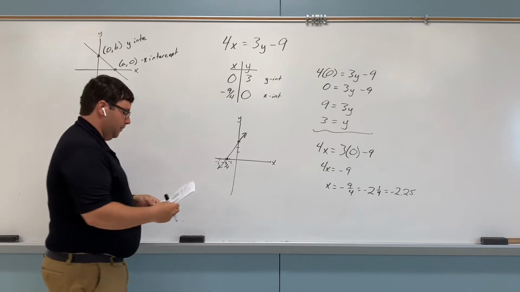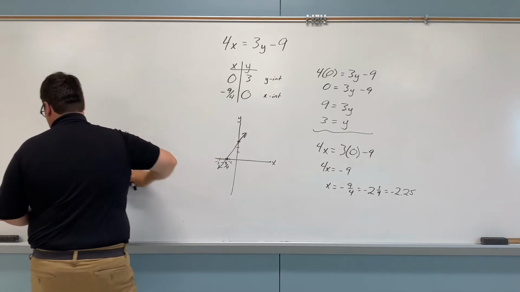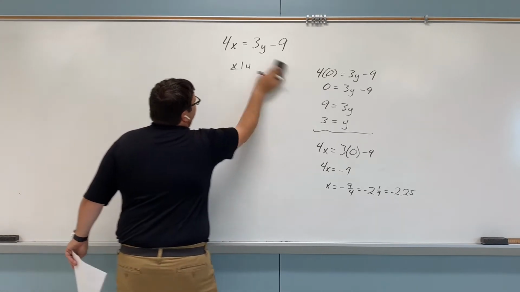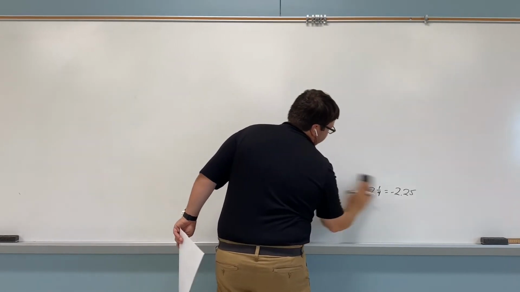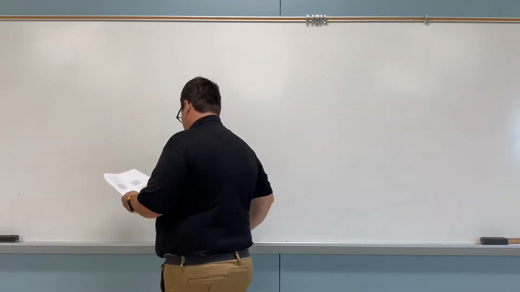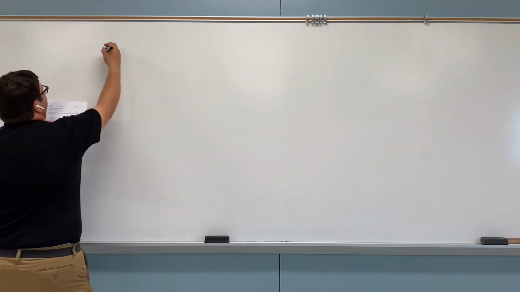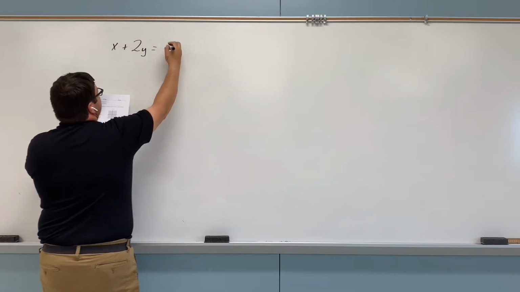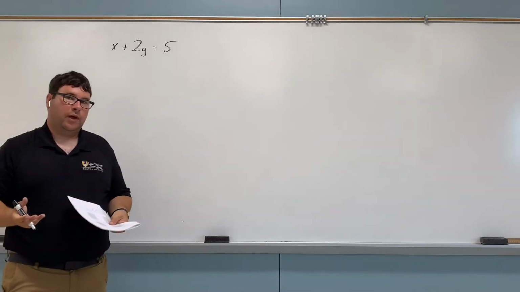Let's move on. All right, next problem. I gotta get some board space here. I'm gonna go ahead and erase this one as well, just to get me nice and clean up here. x plus 2y is equal to 5. All right, x plus 2y is equal to 5.